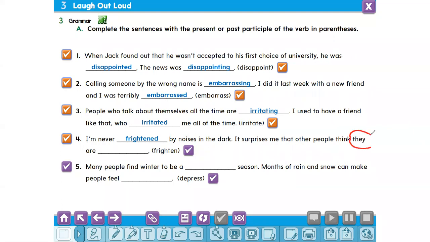This subject pronoun, they, what does it refer to? Do you know what it means? What does it refer to? No, teacher. So let's listen to Abdullah Saif.